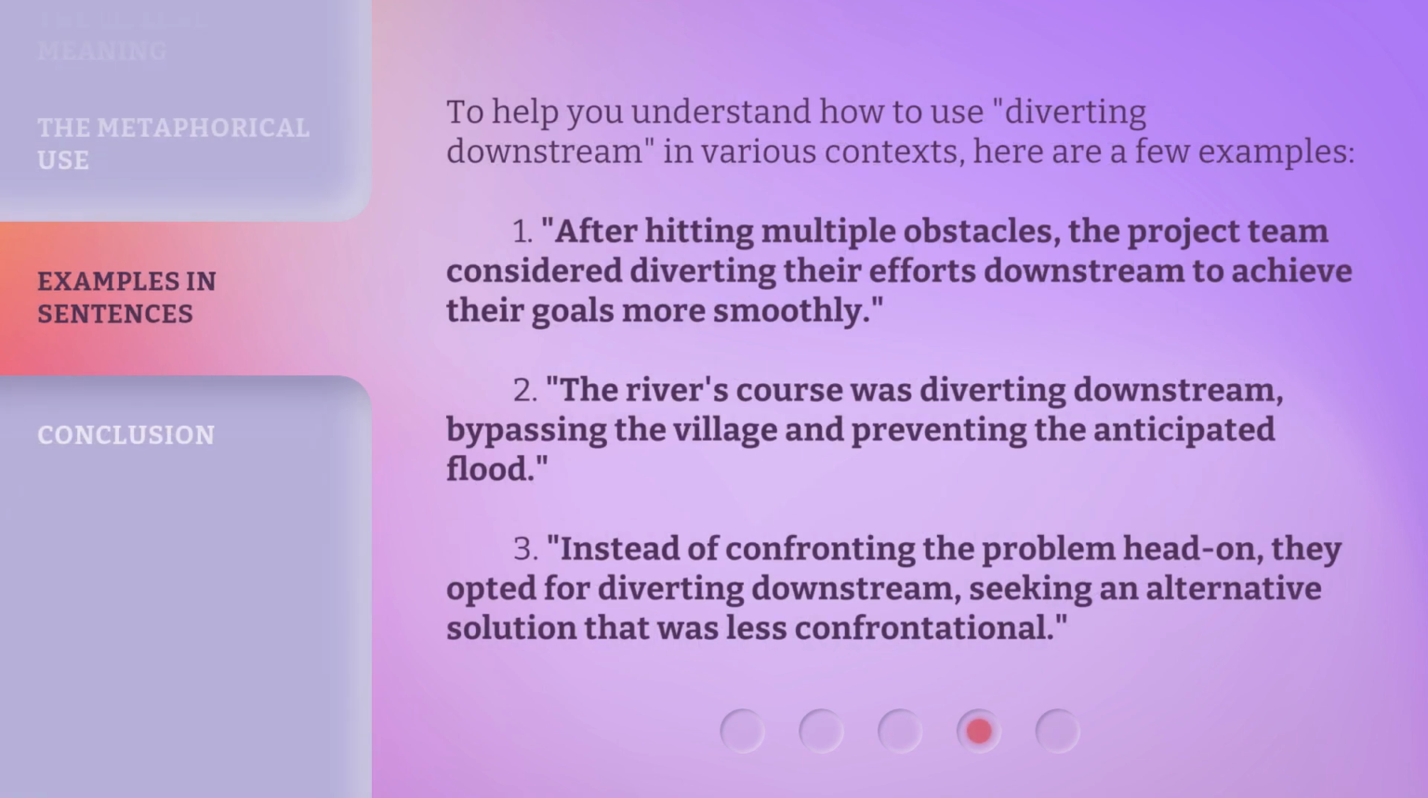To help you understand how to use diverting downstream in various contexts, here are a few examples. 1. After hitting multiple obstacles, the project team considered diverting their efforts downstream to achieve their goals more smoothly. 2. The river's course was diverting downstream, bypassing the village and preventing the anticipated flood. 3. Instead of confronting the problem head-on, they opted for diverting downstream, seeking an alternative solution that was less confrontational.